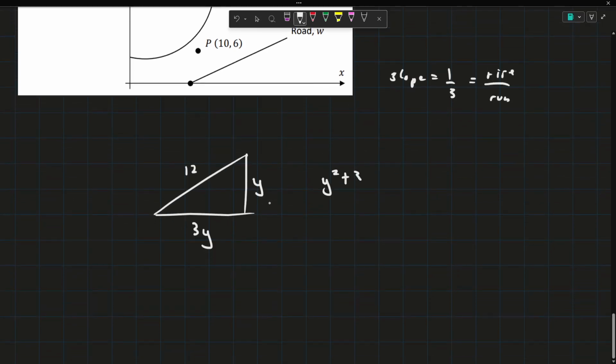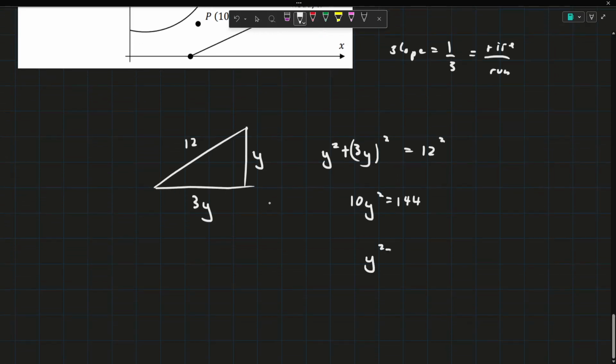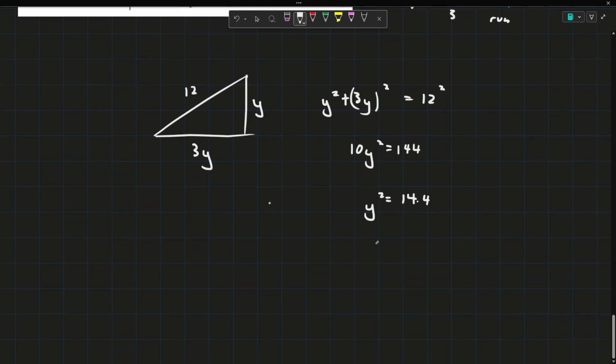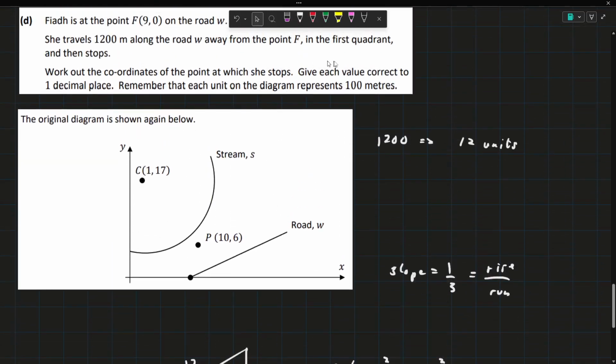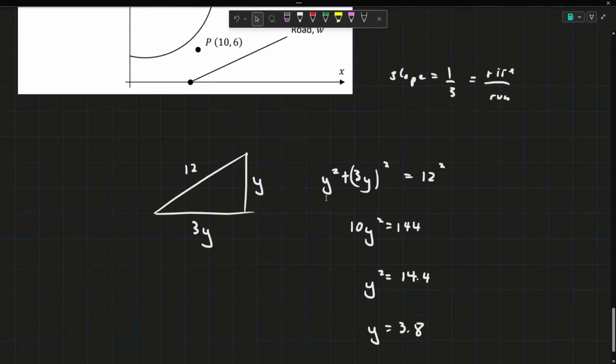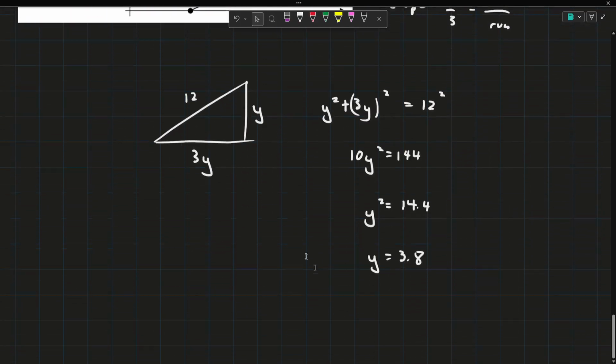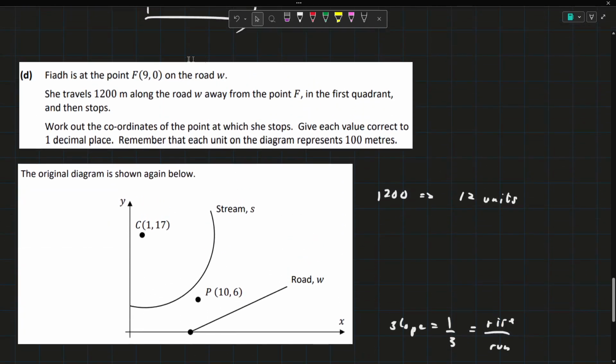So y squared plus (3y) squared will be equal to 12 squared. So we'll have 10y squared is equal to 144, which means that y squared is equal to 14.4. Then you can get the square root of that. So y will be equal to 3.8. We're just told 1 decimal place. Now this isn't the exact y value, because remember that she starts at 0.